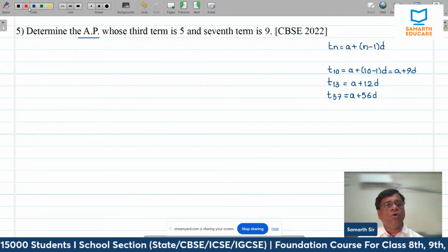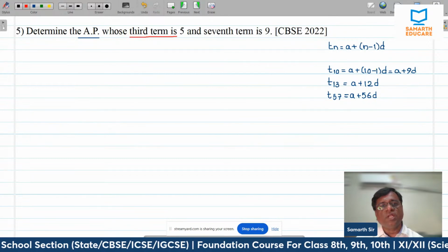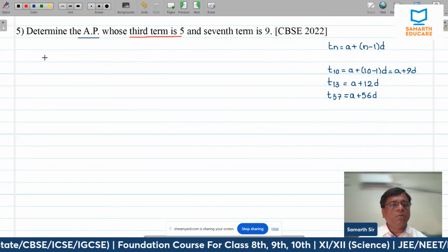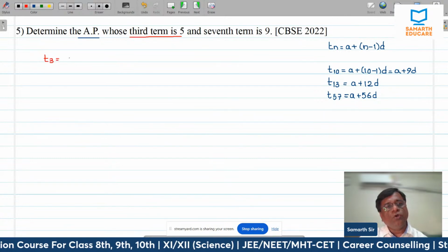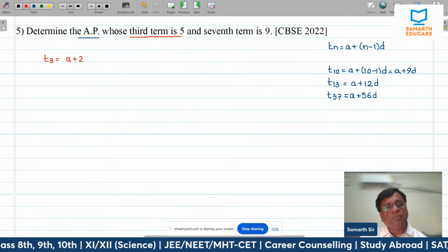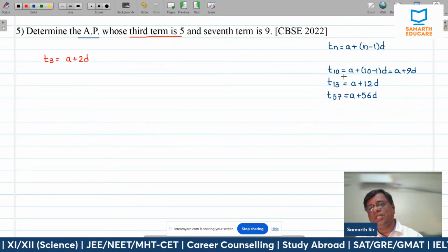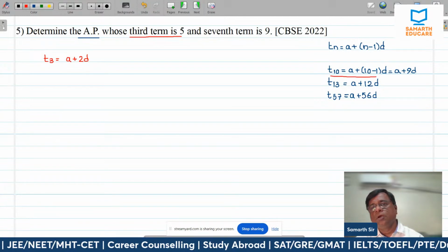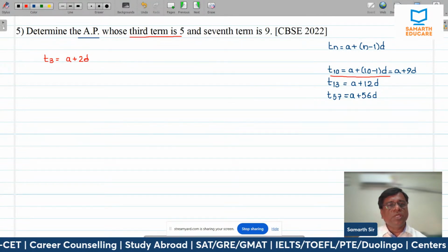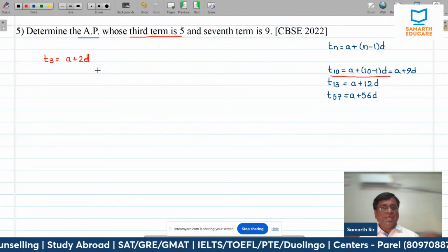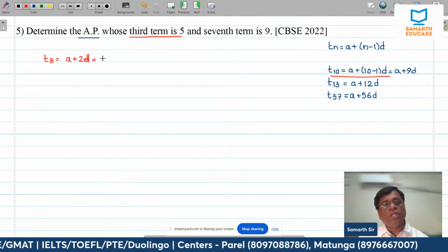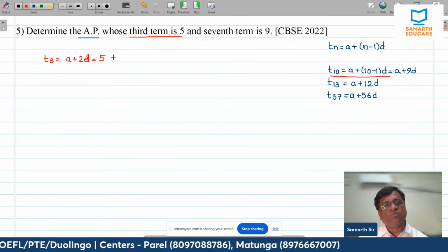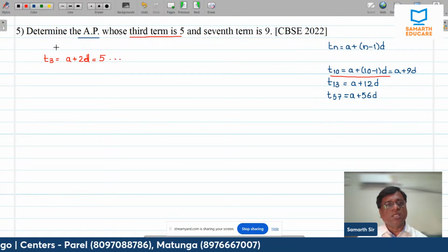Okay, so now it says the third term of an AP is 5. If someone asked me to find the third term, then according to me the third term has to be a plus 2d, right? You can see here what I did. So according to me the third term would have been a plus (3 minus 1), which is 2d. But they have said that the third term is 5. Now this is given.